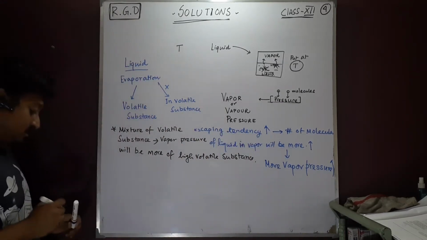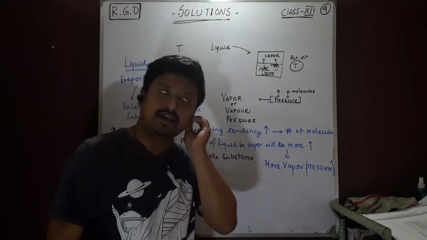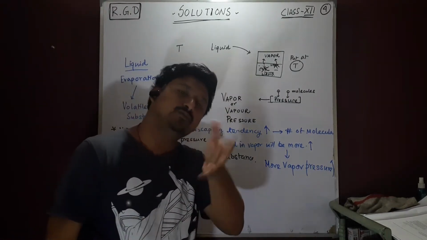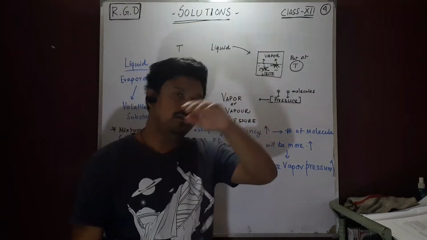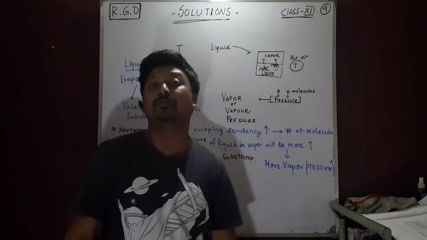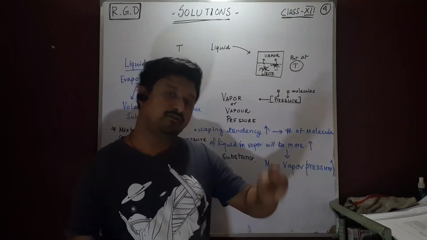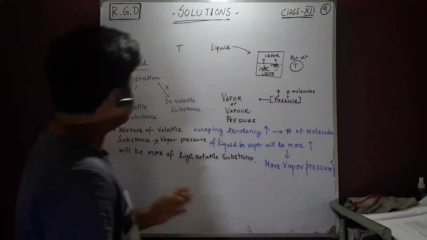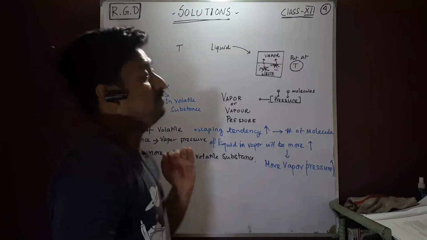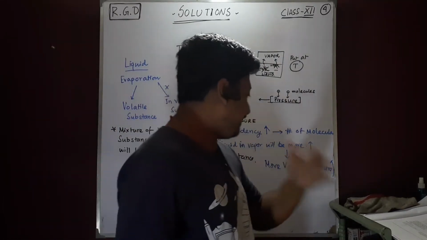If you have, let's say, a solution of A and B, and A is more volatile than B, then in the vapor phase you will have more A compared to B. So the vapor pressure of A will be higher compared to B. All these things happen at a particular temperature. Keep that in mind always.